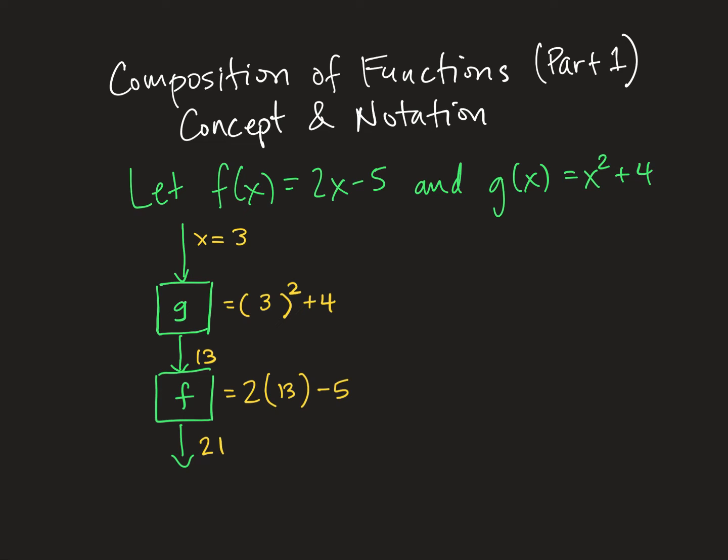Okay, so conceptually, what happened is when I took the x value 3, I plugged it into g first. g then spits out a 13. Take that 13, plug it into the other function f next. And so then f spits out final 21. All right? That's all that's happening. We'll get to the notation in a minute.